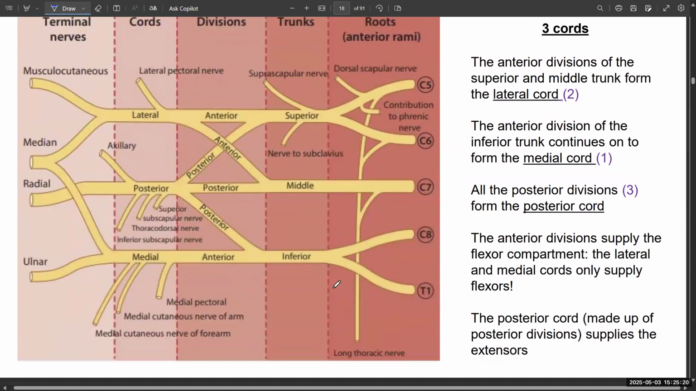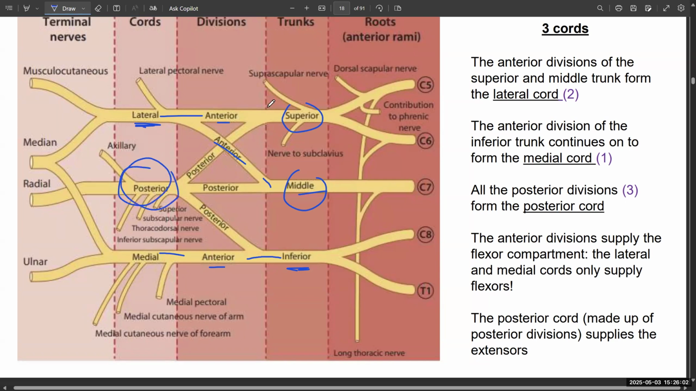Now, this is kind of difficult. Actually, yeah, it is difficult. So what you have to see is these two anterior branches, the superior trunk and the middle trunk. Now focus on the anterior branches. The anterior branch of the superior trunk is going to go straight, and the anterior branch of the middle trunk is going to go and join it. It's going to give you the lateral cord. Okay? Now move on to the inferior. You follow it along, you see that the anterior becomes the medial cord. Okay? That's very straightforward.